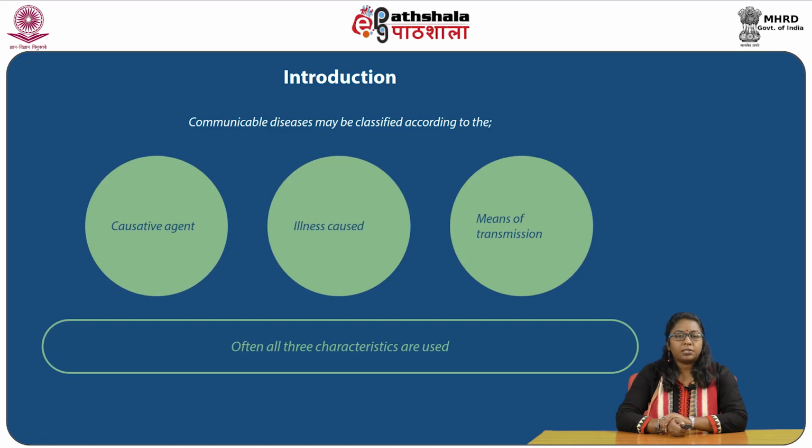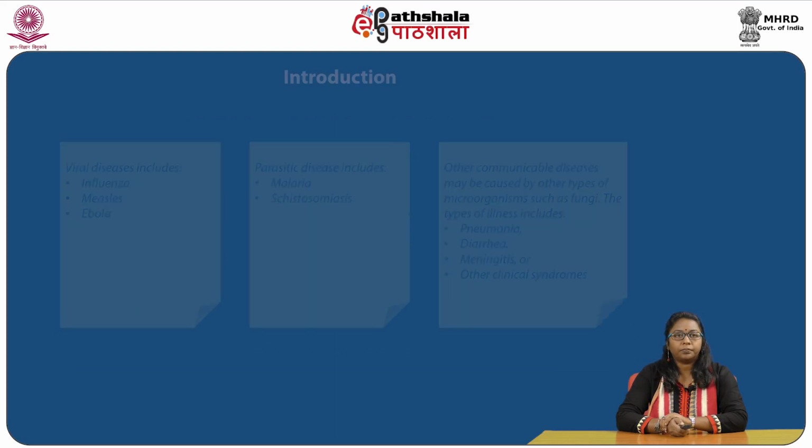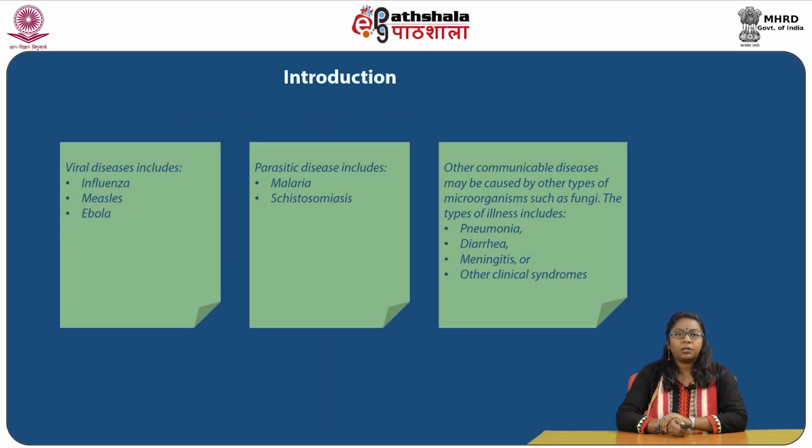Causative agents include bacteria, viruses, and parasites. Examples of bacterial diseases include pneumococcal pneumonia and gonorrhea. Viral diseases include influenza, measles, and Ebola. Parasitic diseases include malaria and schistosomiasis. Other communicable diseases may be caused by other types of microorganisms such as fungi, for example, histoplasmosis. The types of illness include pneumonia, diarrhea, meningitis, or other clinical syndromes.